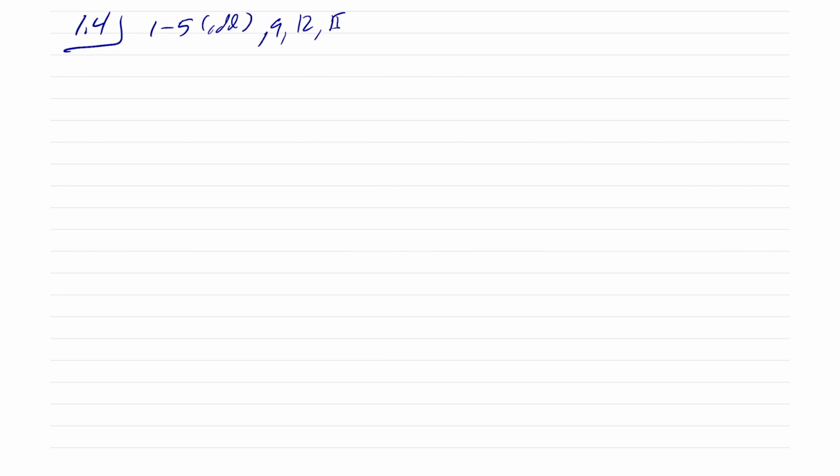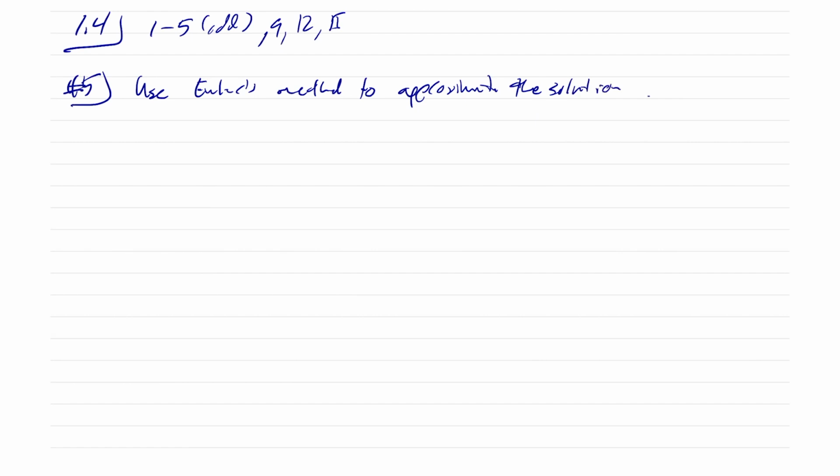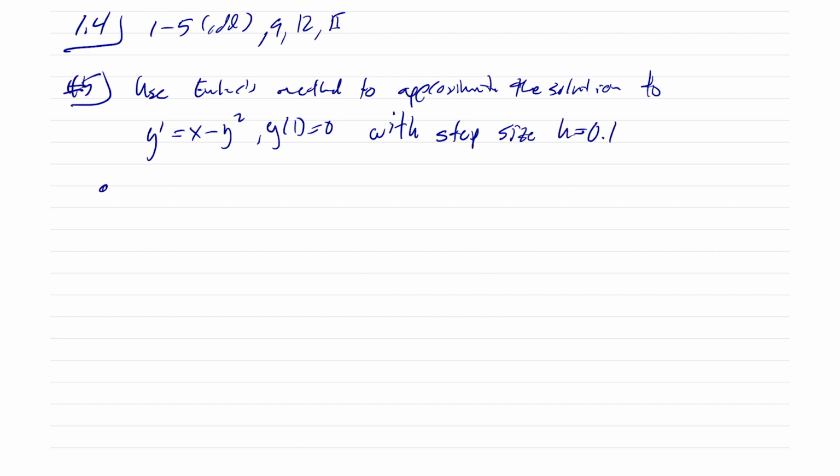Let's see. I'm just going to do number 5, and I'll do that for 2 steps. All right, so we basically want to use Euler's method to approximate the solution to y prime is equal to x minus y squared with y(1) equals 0, with step size h equals 0.1, at the points x equals, say, 1.1, 1.2, and they gave more, but I'm stopping there. All right, so let's go ahead and figure this out.